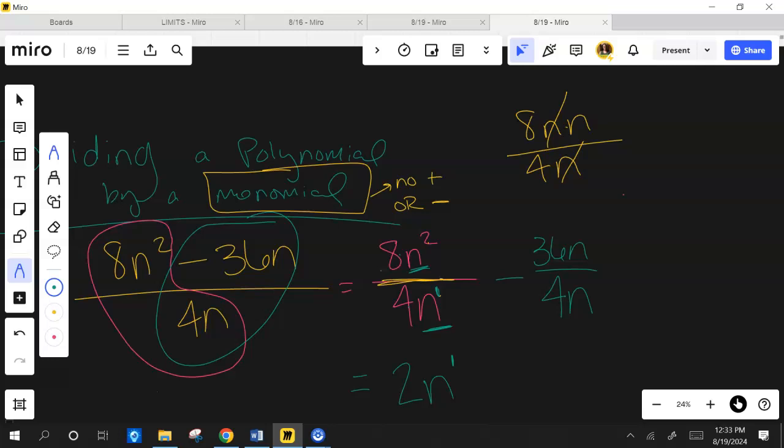Now go to the next fraction. What happens when you divide 36 by 4? 8. So I've got that minus in the middle, 8. And what happens to these ends? What's 1 minus 1? 0. It goes away.